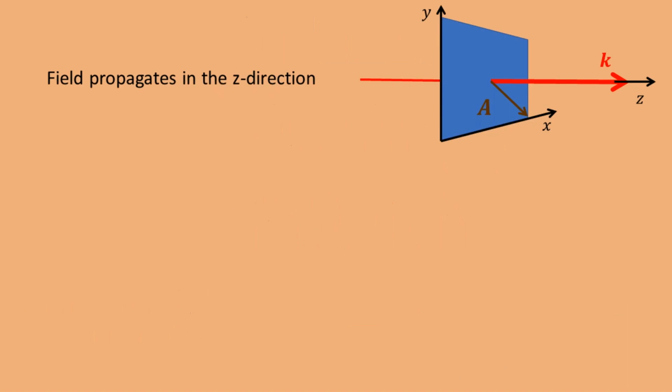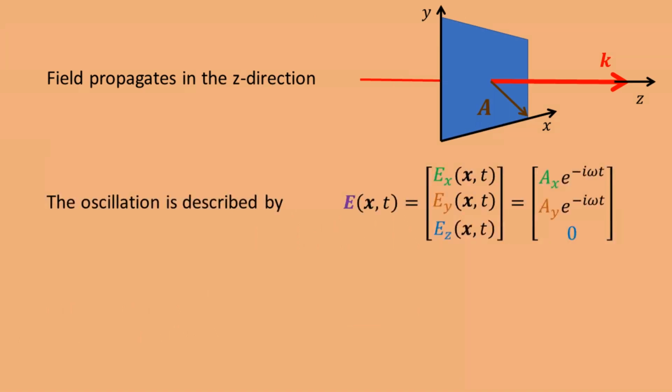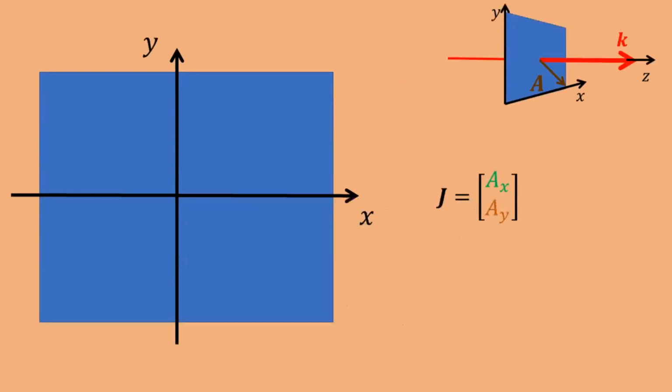Let's say that the field propagates in the z direction. This means that the field should be oscillating in the xy plane and the z component of the field is 0. Therefore, the electric field can be described using only two complex amplitudes ax, ay. If we put these in a vector, we get what we call a Jones vector. Jones vectors are commonly used to describe polarization states. So let's see how we can visualize polarization states corresponding to different Jones vectors.